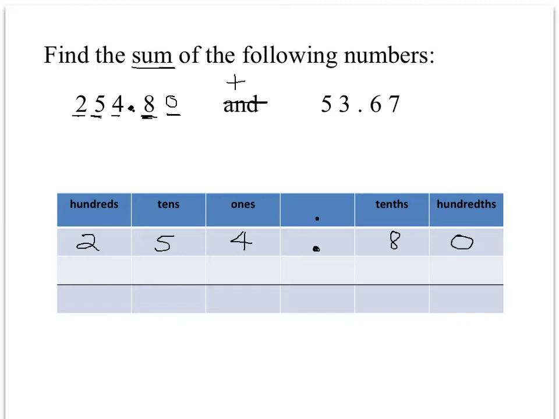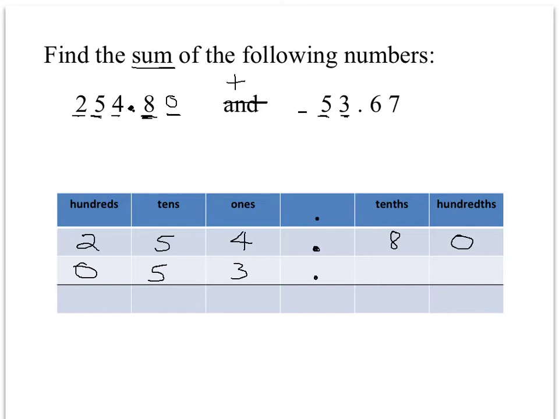Now this other number, I'm going to start right here. That 5 is 53.67. The 5 represents 5 tens, so that goes in the tens column. And if we notice, there's nothing here in this place value. That's the hundreds place. So we could put a 0 right there. We could put a 0 in that column. The 3 goes in the ones column because it's 3 ones. 53 is 5 tens and 3 ones.